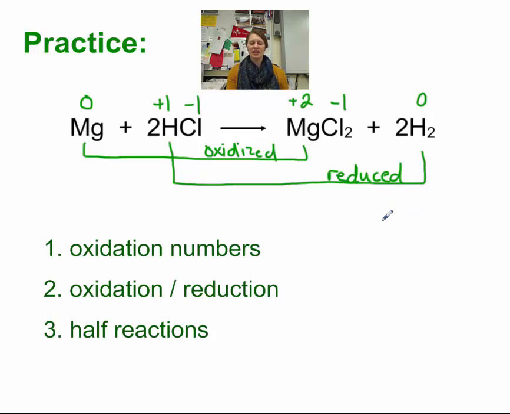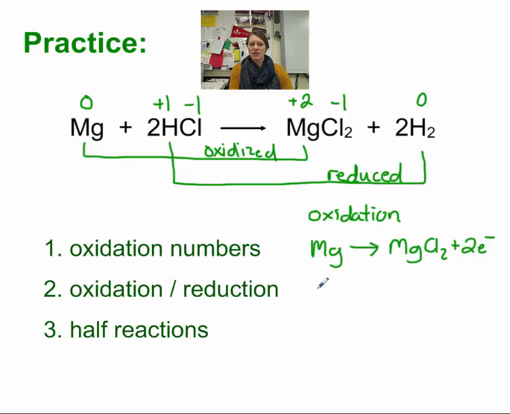The last part that I need to look at here is writing my half reactions. So for my oxidation, I have magnesium, and magnesium went into magnesium chloride, and I lost those 2 electrons. For reduction, I had the 2HCl, and the H's in those gained 2 electrons, and they did that because of the coefficient. That's where I got the 2 from instead of the 1. And then I was left with my 2H2.